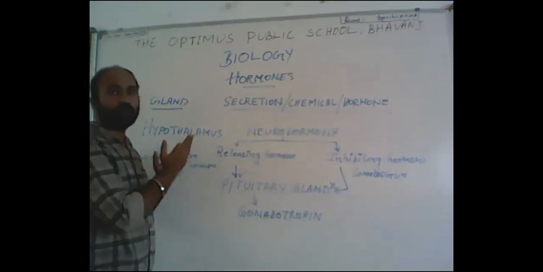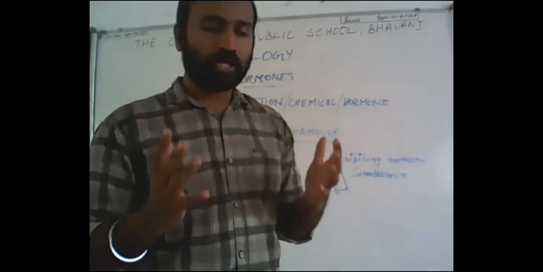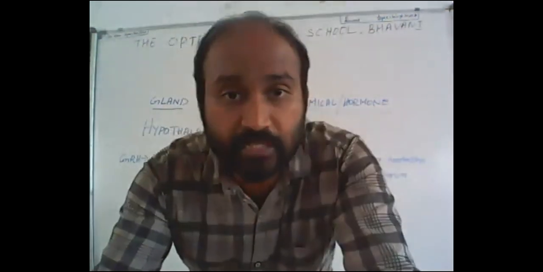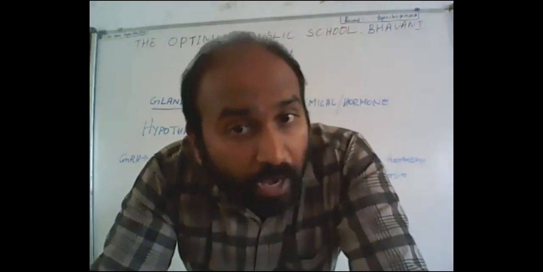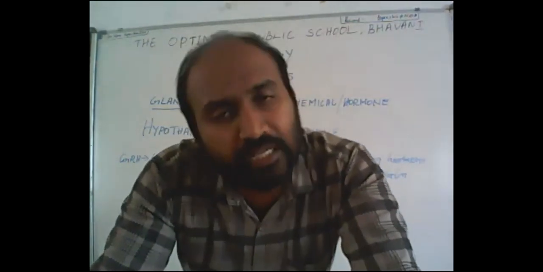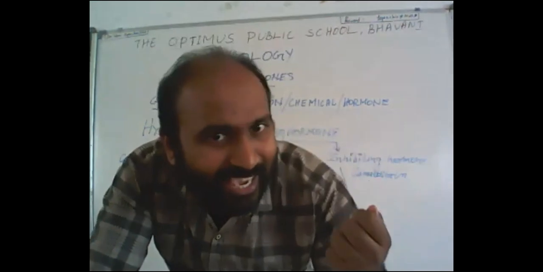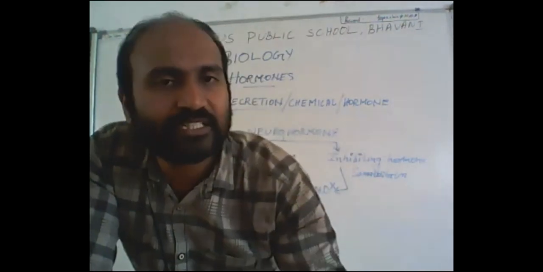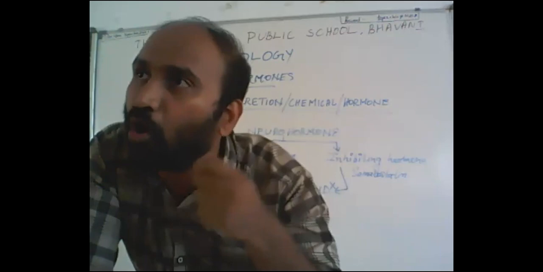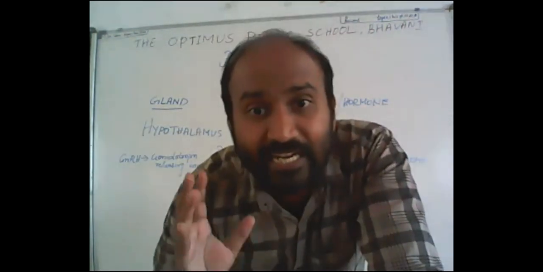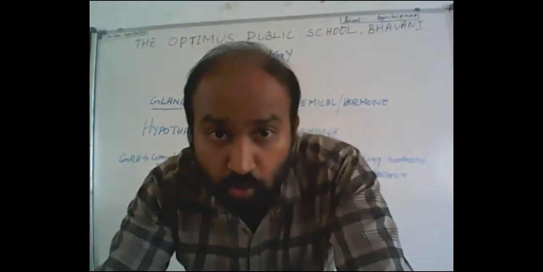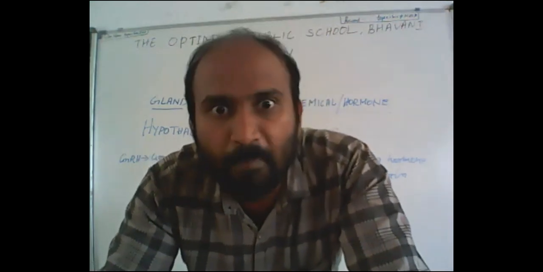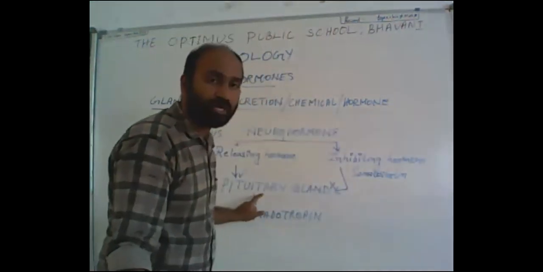One of the most important glands in your body is the pituitary gland. The pituitary gland is also called the master gland. Why? Because it controls a lot of other glands, like a master key. And what is a master key? A master key is something which can be used to open many doors, multiple doors, right? In the same way, the pituitary gland can activate many glands in your body. So it's also known as the master gland.